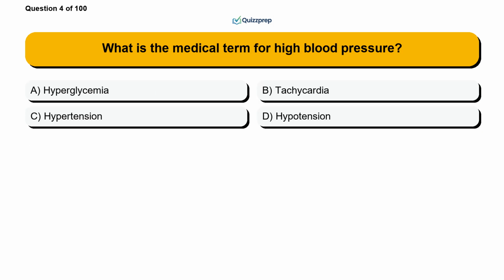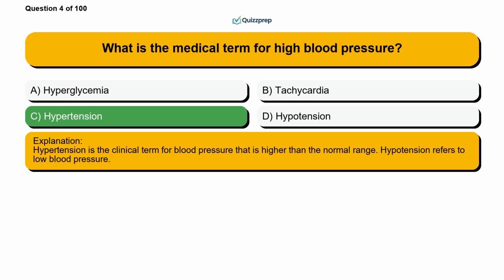Question 4. What is the medical term for high blood pressure? Option A, hyperglycemia. Option B, tachycardia. Option C, hypertension. Option D, hypotension. The correct answer is option C, hypertension. Hypertension is the clinical term for blood pressure that is higher than the normal range. Hypotension refers to low blood pressure.